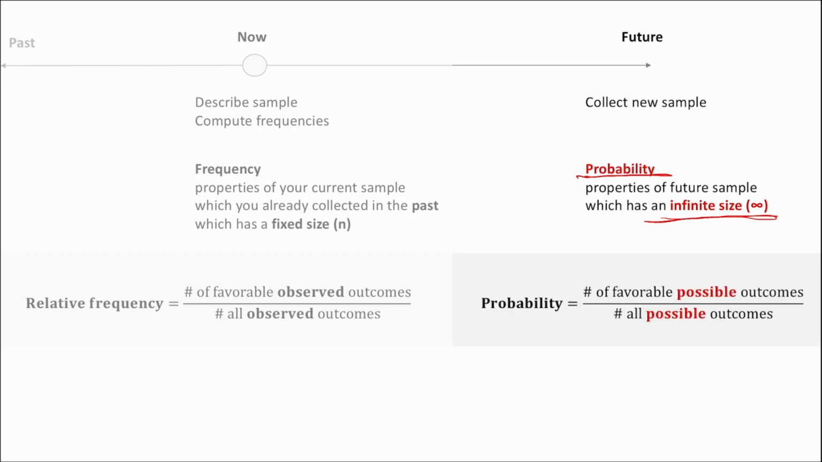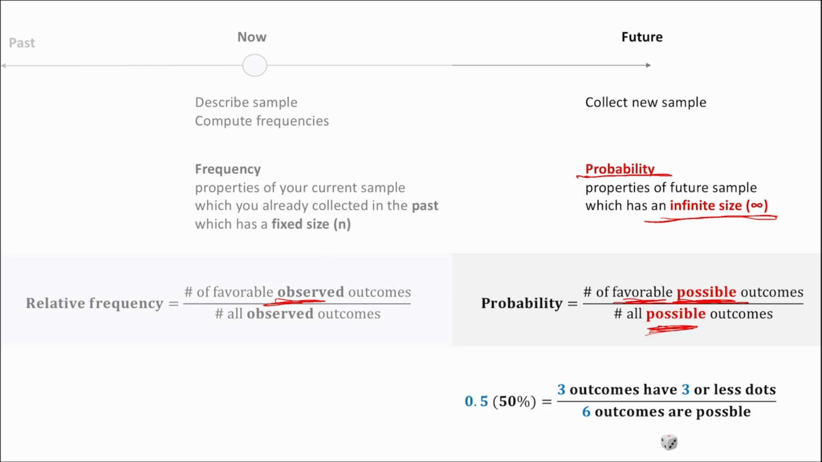So probability is the number of favorable possible outcomes divided by all possible outcomes. So here we have favorable possible outcomes, and here we have all possible outcomes, right? So again, if we roll a die, I don't know, a billion times, how often will we observe 3 dots or less? That's what a probability is.